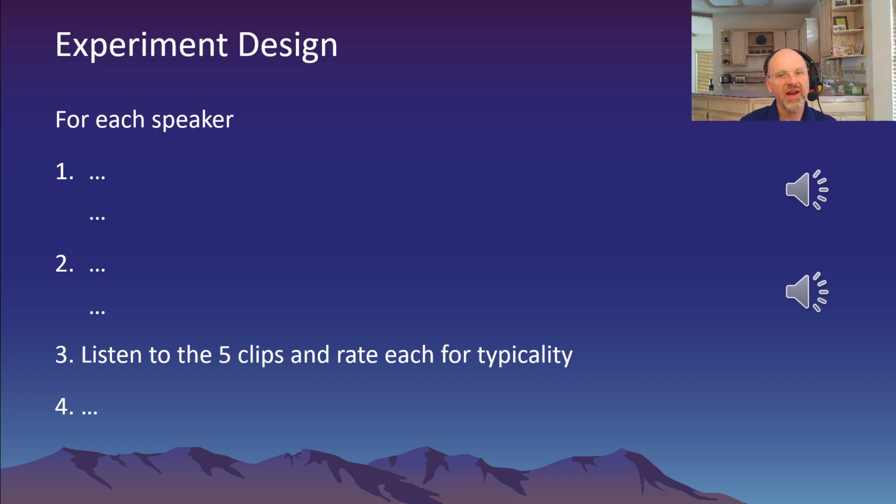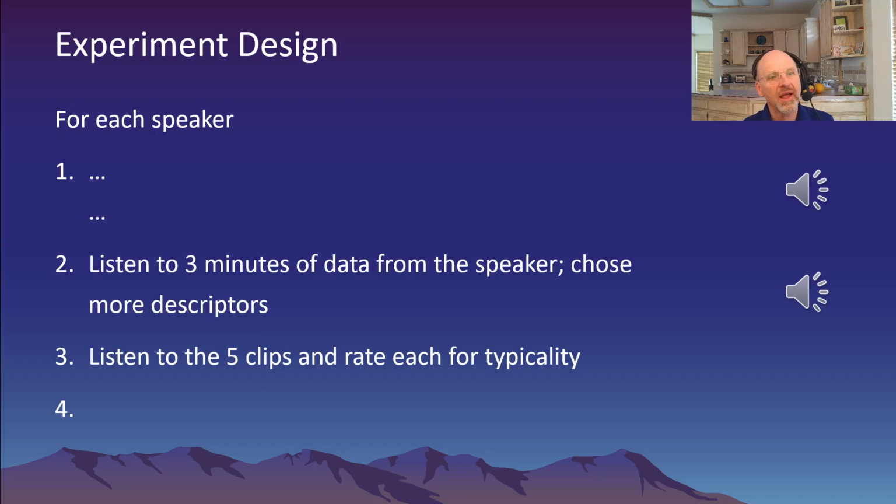Okay, these are 5-second clips. Now, in order to judge whether that's typical for the speaker, you need something to go by. And so we had them listen to 3 minutes of data from the speaker. And to keep them alert, we had them choose descriptors like dominant or aggressive or cheerful or whatever it is. Okay, I won't give you 3 minutes of data, but I'll give you a slightly longer sample from this speaker.